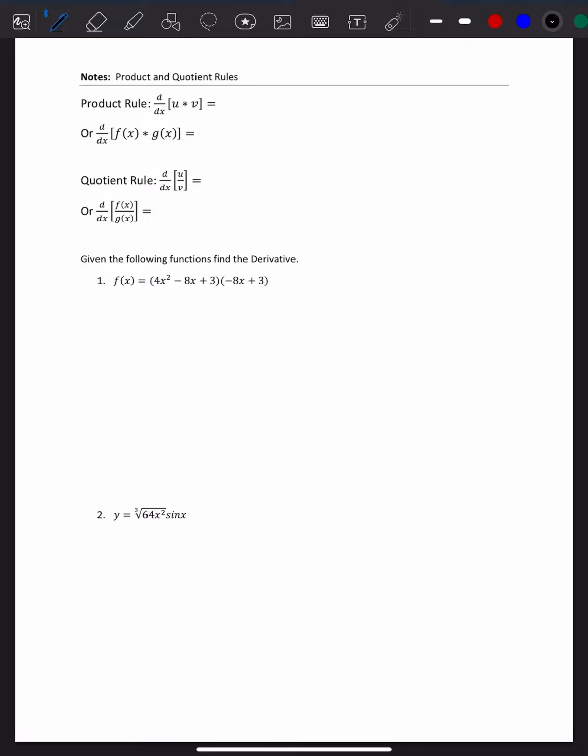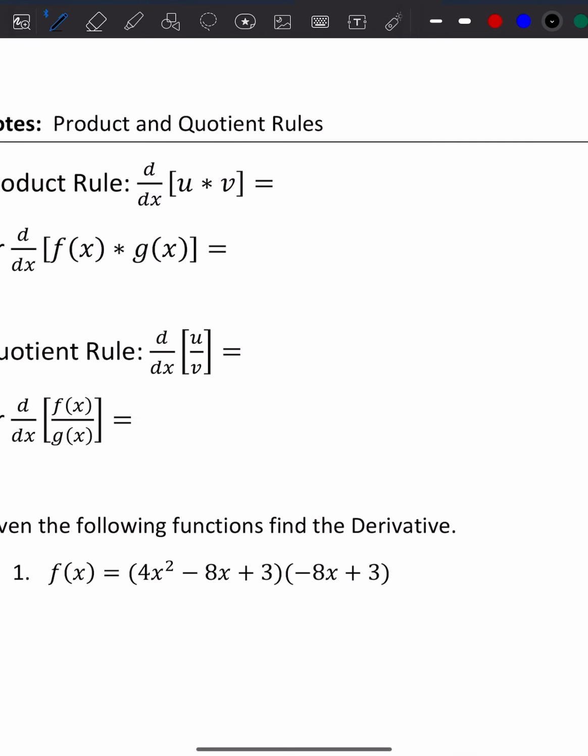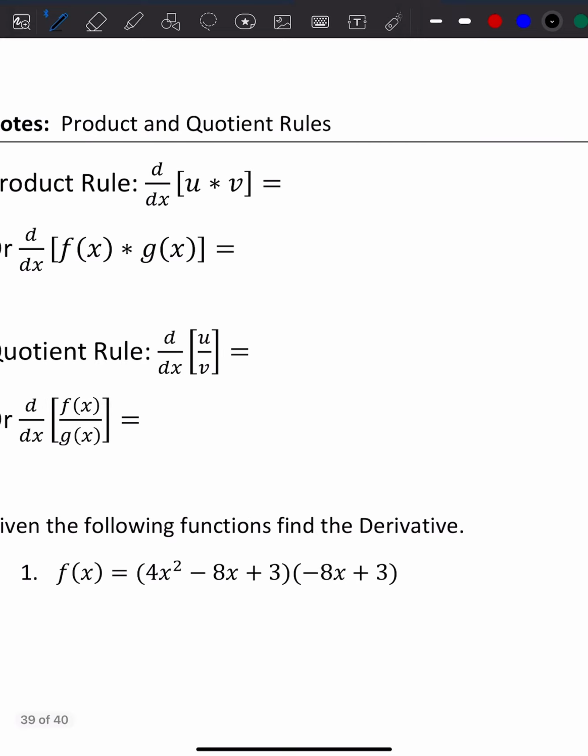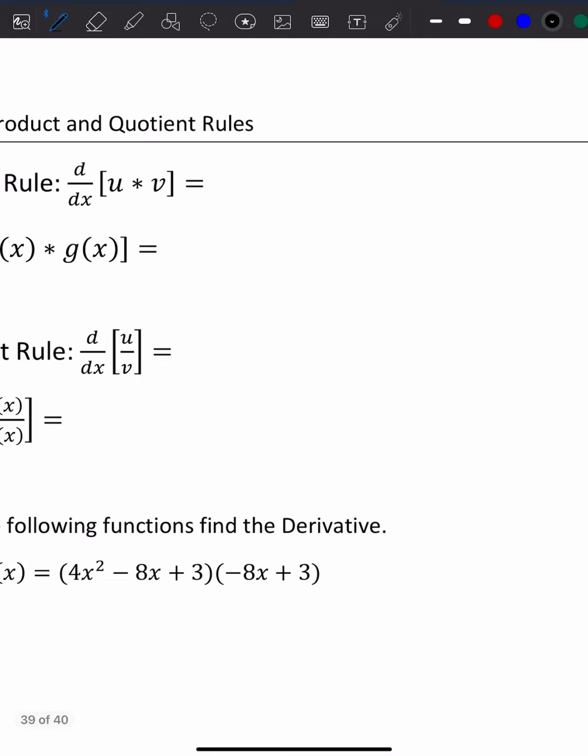So, here's where, depending on how you learned it the first time, is kind of what you go with. I learned product rule and quotient rule with u's and v's. I know other people learned with f of x and g of x, or f and g's. It is just a personal preference.